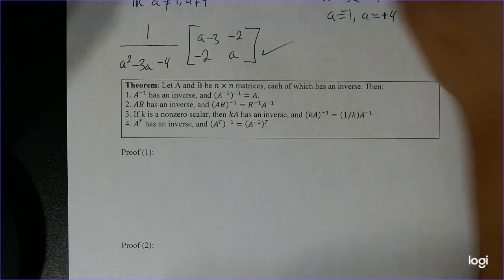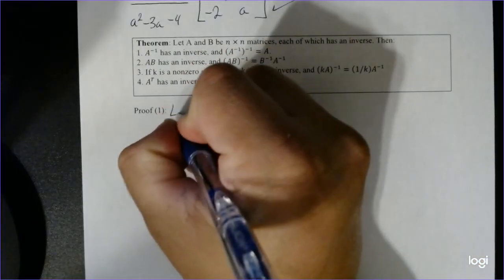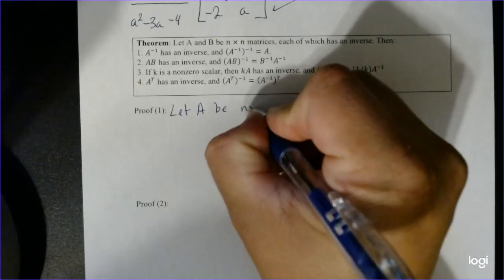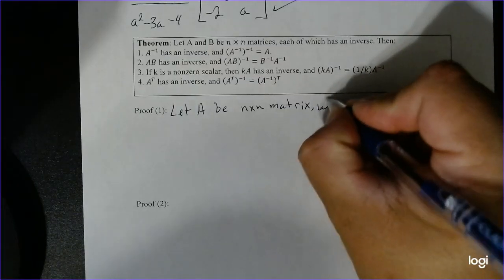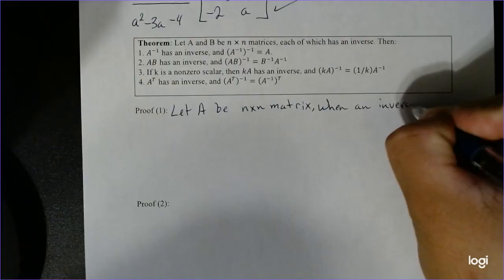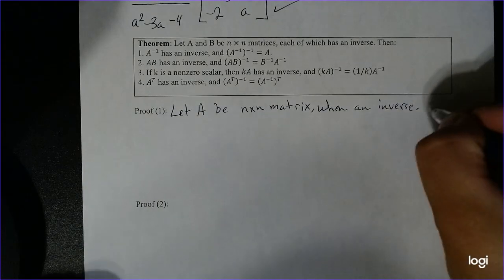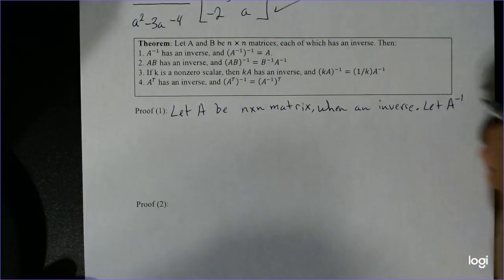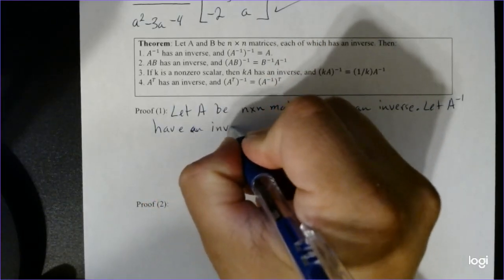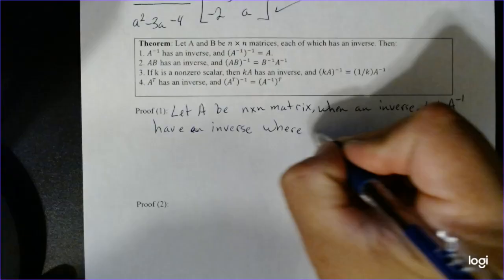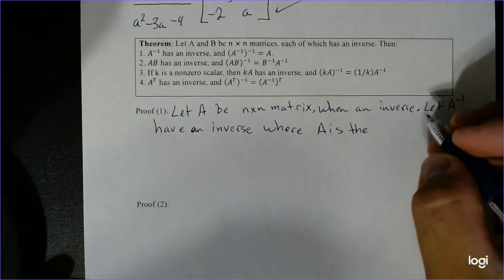Okay, so we're going to try to prove the first and the second one. All right, so like everything else, we're going to follow a process. Let A and B be n by n matrices with an inverse. And in fact, we're going to do a little bit more. We're going to let A to the n have an inverse, where A inverse is the inverse.